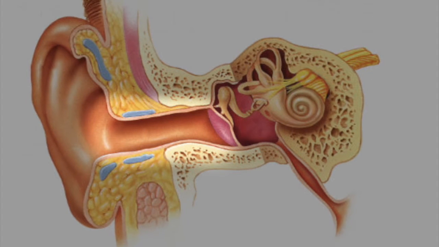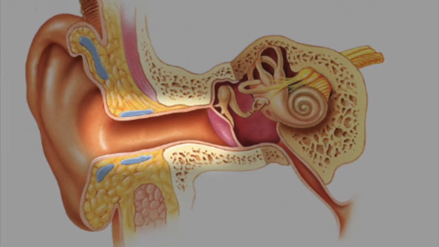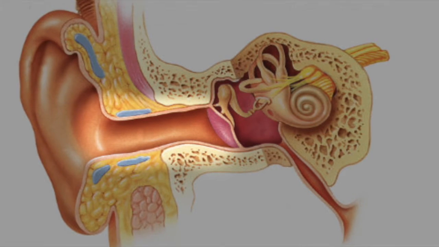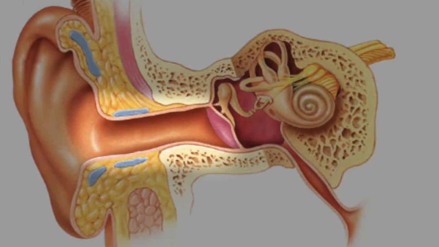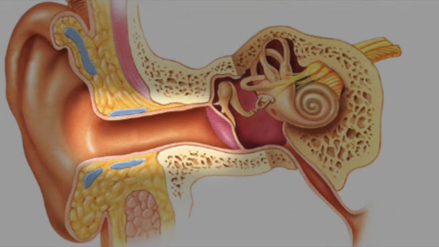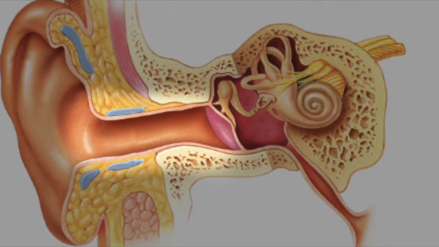The ear canal serves to protect the eardrum, and it does this both through its curved shape, which makes it difficult for any object inserted into the ear to reach the eardrum, and through the production of earwax, which removes dirt and other particles from building up.